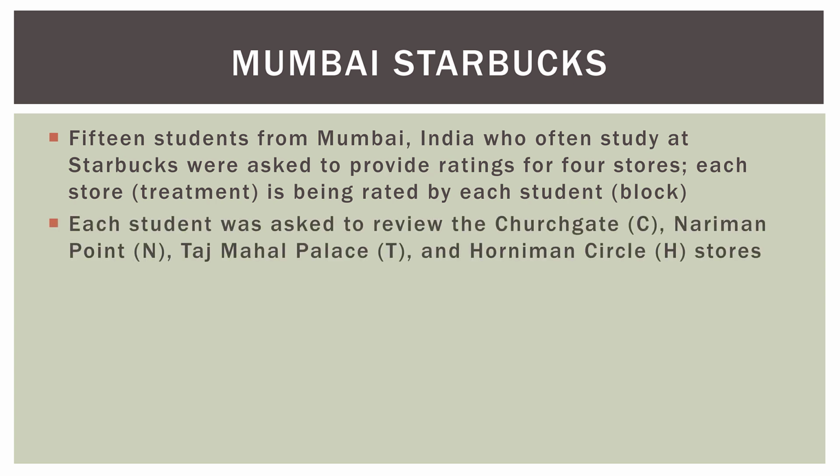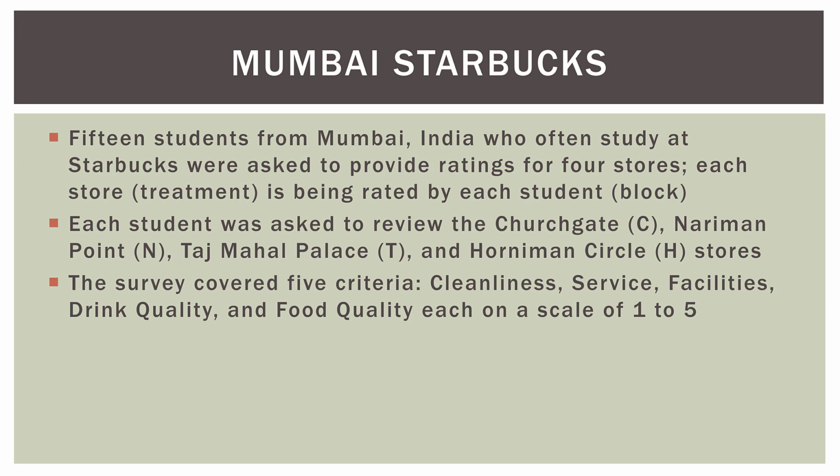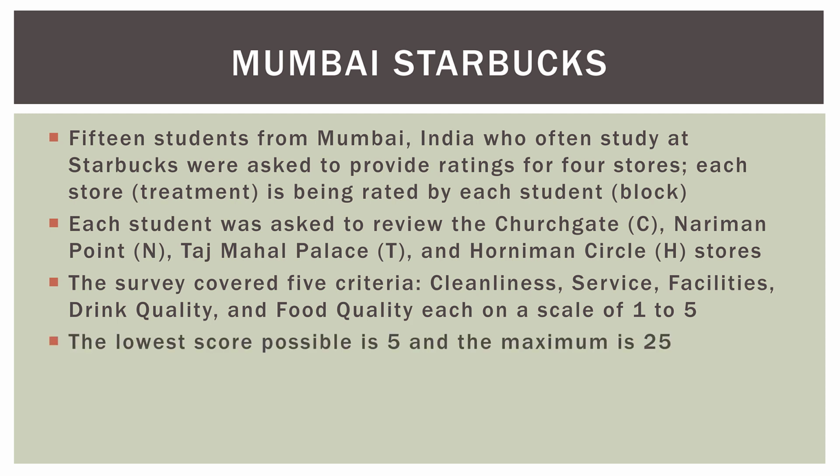So each student was asked to review the Churchgate store, which we'll call C, Netterman Point with N, Taj Mahal Palace, T, and Horniman Circle, H. So 4 stores in the same general area, and each student will rate all 4 stores. The survey covered 5 criteria: cleanliness, service, facilities, drink quality, and food quality, each on a scale of 1 to 5. Now, the lowest possible score for each store is 5. That would mean they got a 1 on each of the 5 criteria. And the maximum score is 25, and that would be if they got a 5 on each of the 5 criteria, or a perfect score.